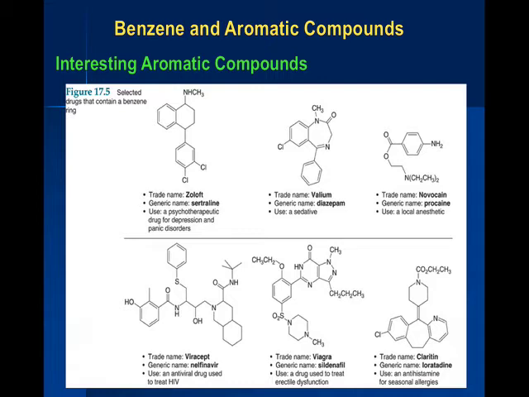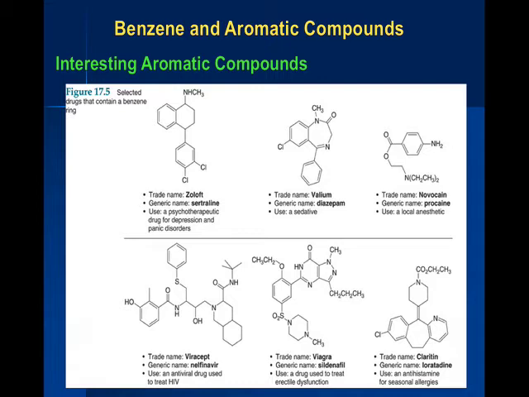But you can also see we've got sulfides, amides, alcohols, tertiary amines, other amides, right? So aromatic rings with other functional groups attached to them make pretty potent drugs.